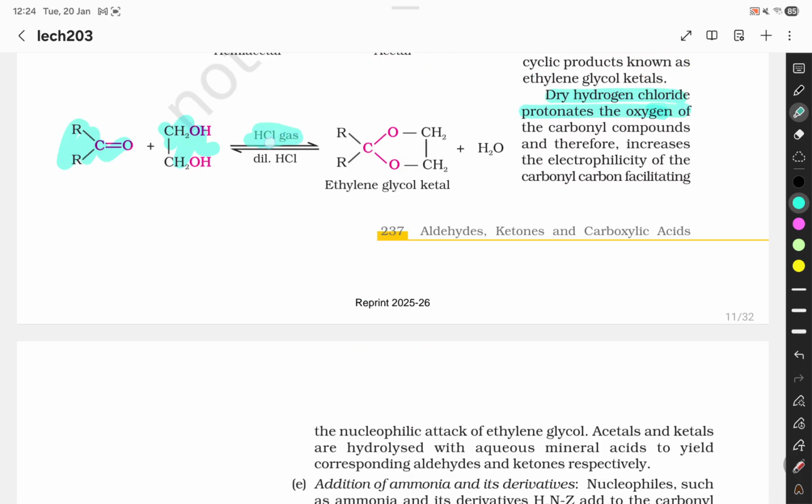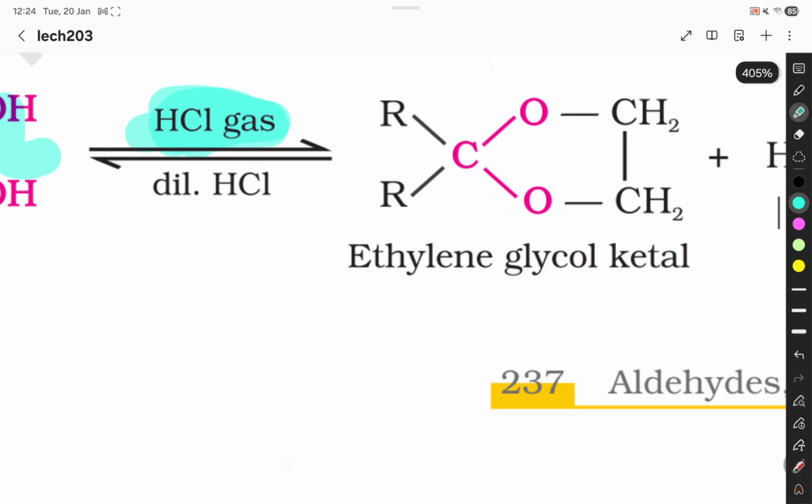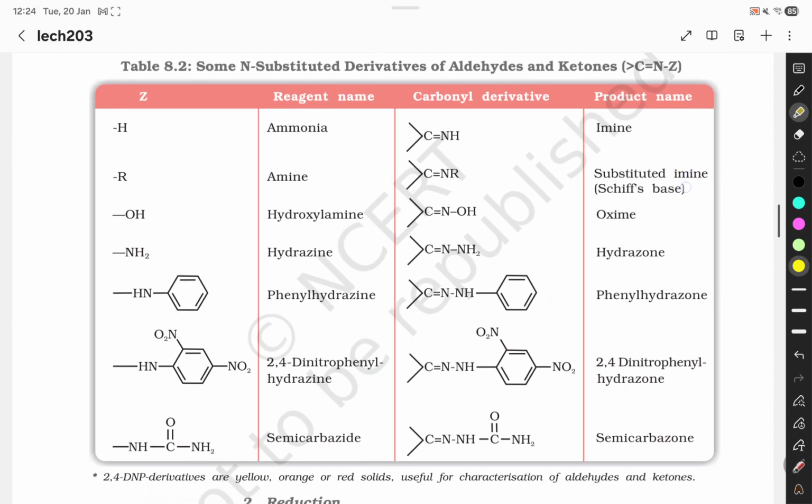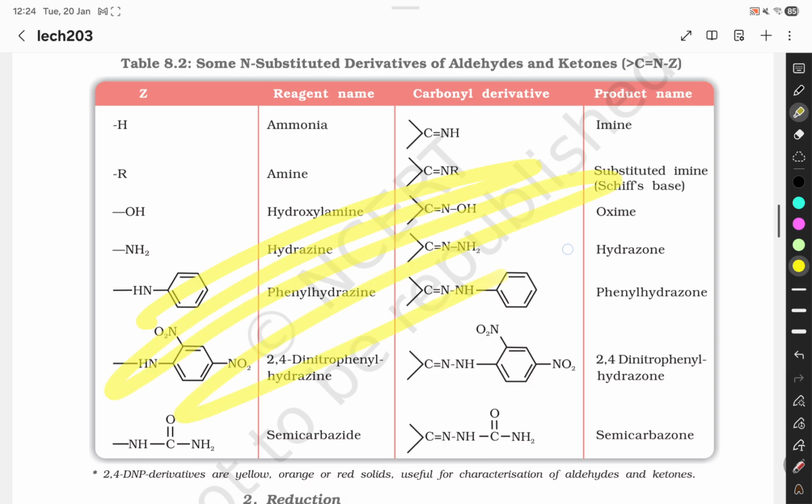Remember, hydrogen gas is being used. Hydrogen gas is used. Okay, I got this wrong in a question once where they said hydrogen liquid, but this is hydrogen gas. H+ protonates the oxygen of the carbonyl compounds and increases electrophilicity. Here they have given some important N substituted derivatives which we have to mug up.